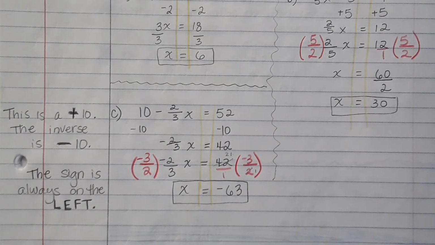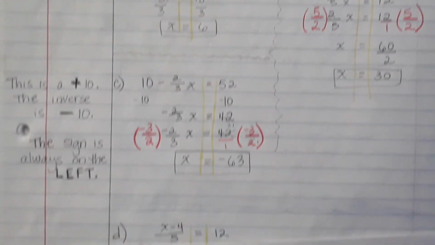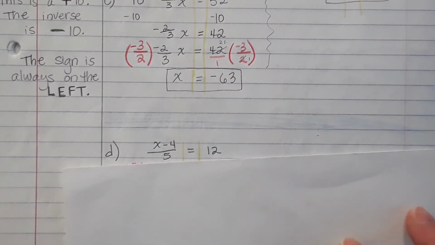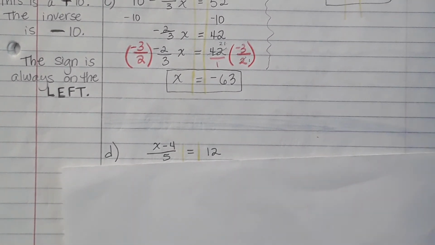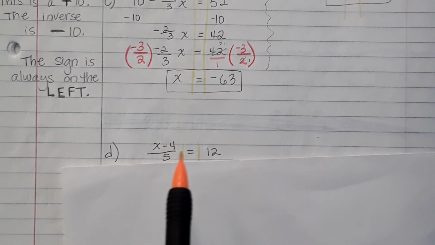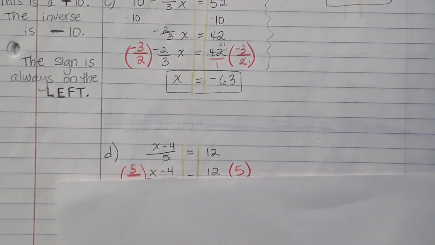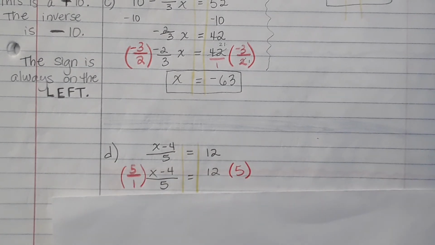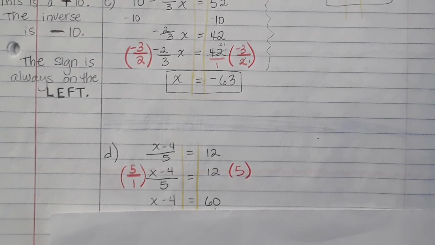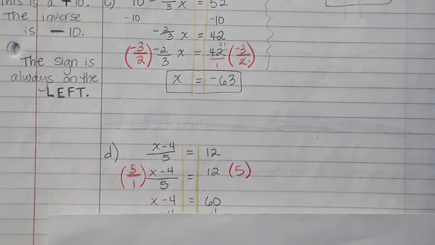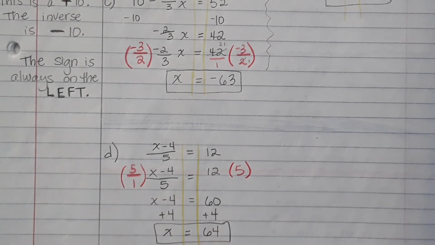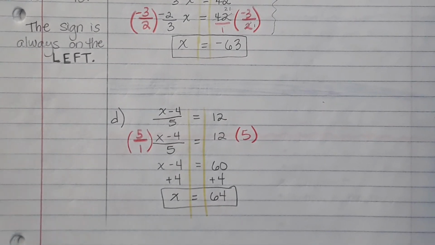And our final example, example D, this is set up a little differently because the last thing being done is not adding or subtracting. X minus 4 divided by 5. Work backwards, I would multiply both sides by 5, and I get x minus 4 equals 60 because the 5's cancel. Then add 4, and our final answer is x equals 64.